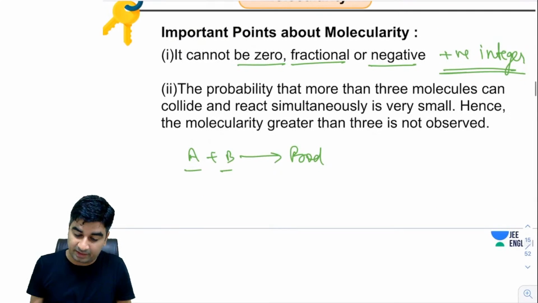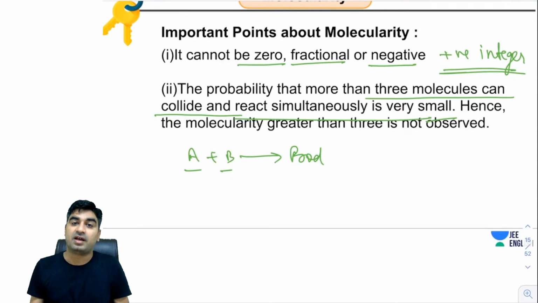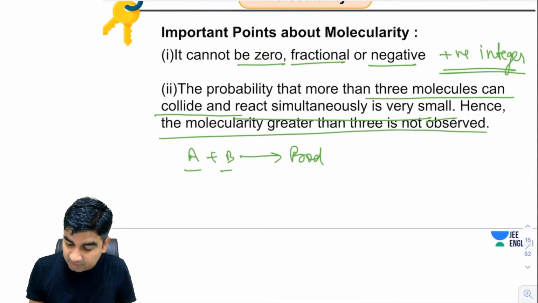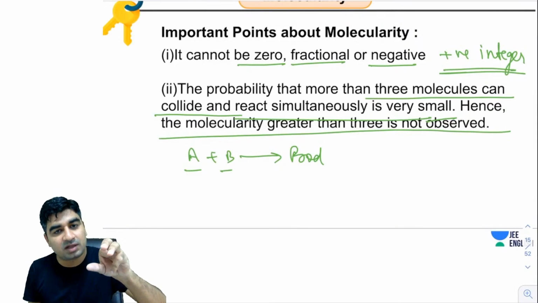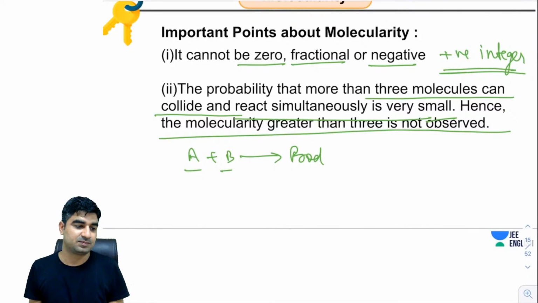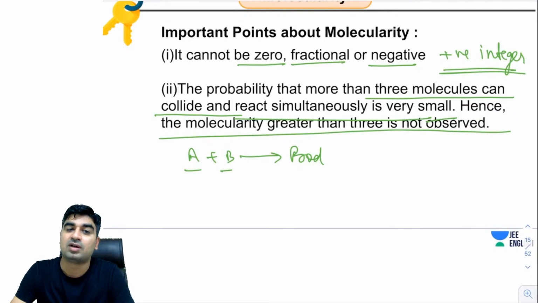The probability that more than three molecules can collide and react simultaneously is very small. Hence molecularity greater than 3 is not observed. I discussed this point because simultaneous collision of three molecules is very difficult. As a result, reactions having molecularity 3 or more are rarely found.